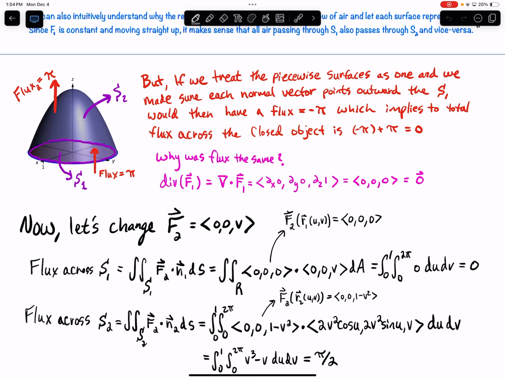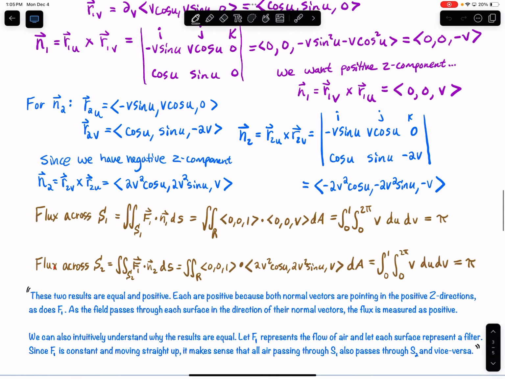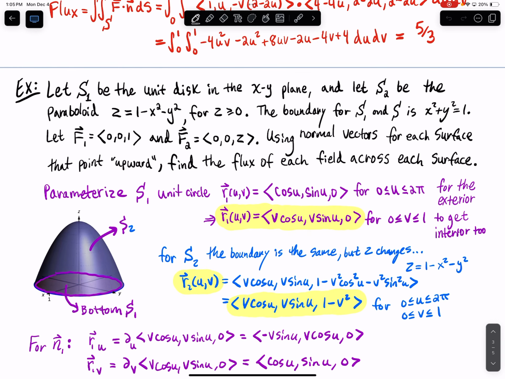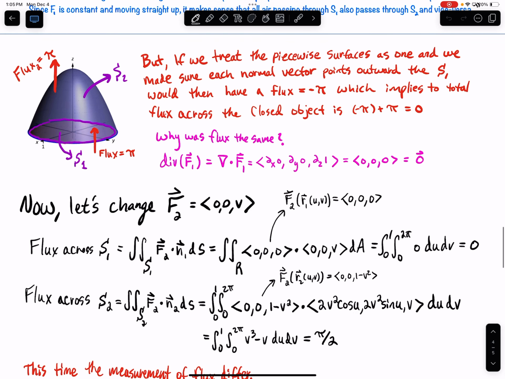Now the top one was what? It was pi, and if the bottom one is negative pi, then what is that total flux across? 0. Okay? So why was the flux the same? If you took the divergence of that vector field, which was 0, 0, 1, this is F2, right? So our original one was the constant 0, 0, 1. If I take the divergence of that, that gets me 0. The derivative with respect to x plus the derivative with respect to y plus the derivative with respect to z. That gets you 0. So the divergence is 0, so that's why the flux was the same across.